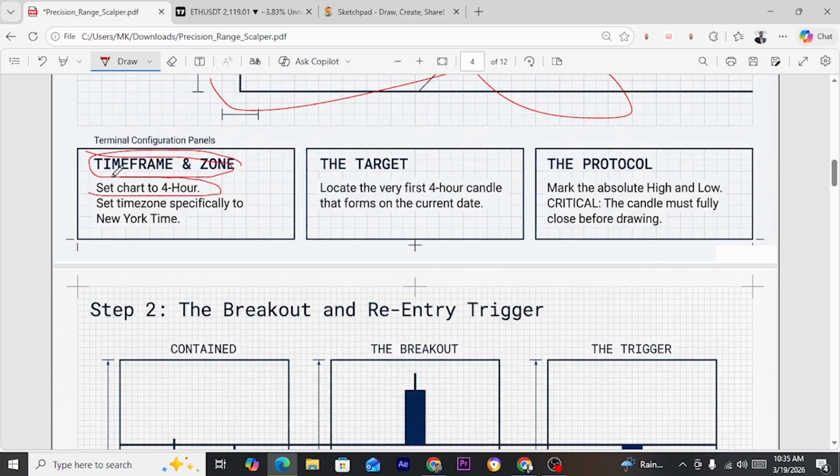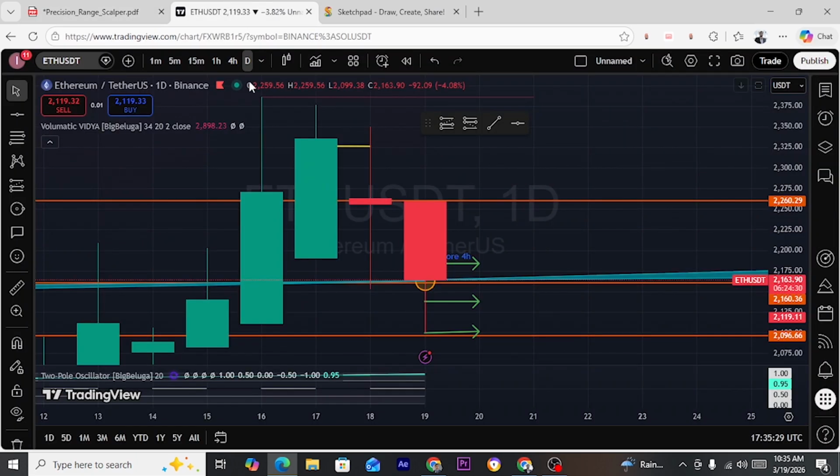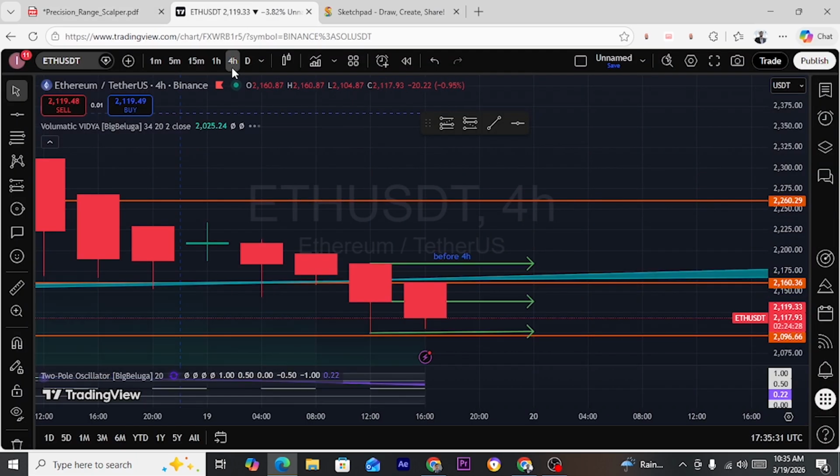Set the chart to 4 hours and set the time zone especially to New York time. Remember, New York time is a must. And let's see, we have to follow this PDF. So time frame and zone, and set a 4 hours candle. So let's try that. So 4-hour candle and the USA time zone. Now is 17:35:38 UTC. Okay, set the time.